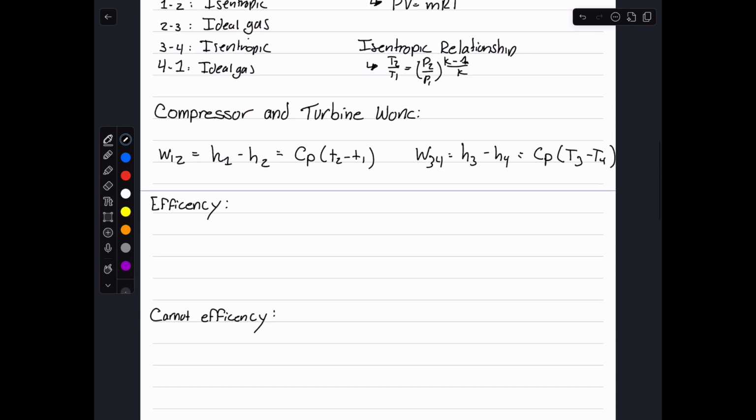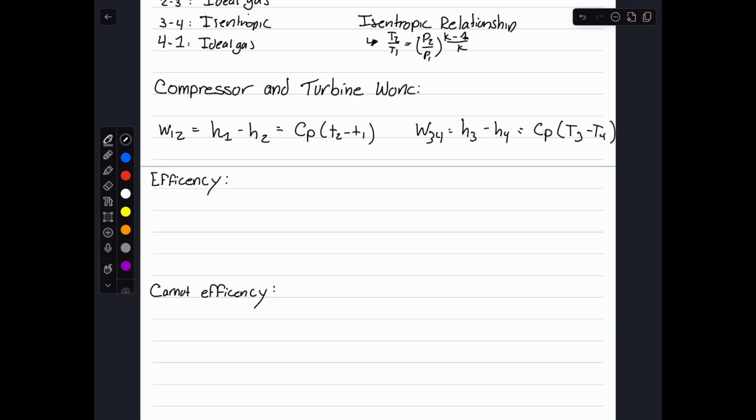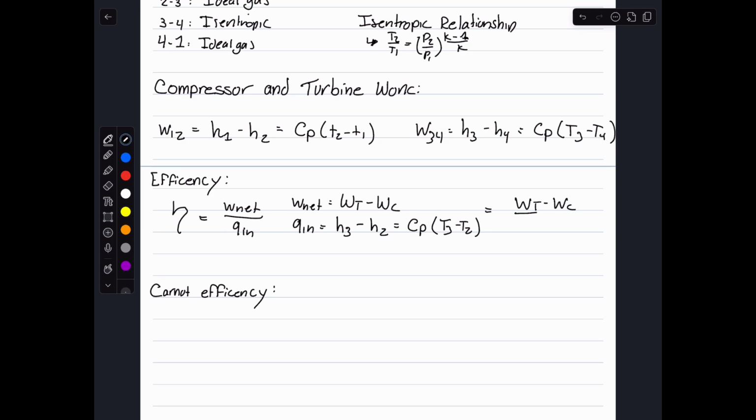Next, we'll be going over efficiency. So we know that efficiency is equal to the net work over the heat in. We know that net work is simply the turbine work minus the compressor work, and we know that Q in is equal to H3 minus H2, which is simply Cp (T3 minus T2). So for efficiency, we know that it's turbine work minus compressor work over Cp (T3 minus T2).